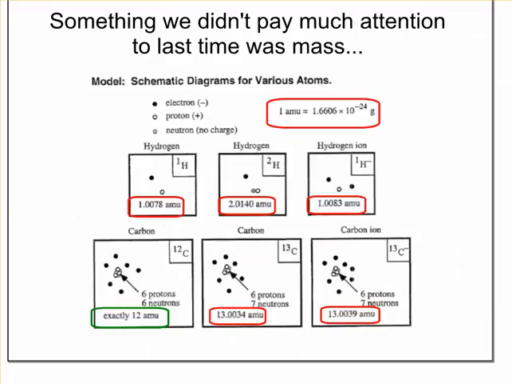Something we didn't pay much attention to last time was mass. Note here that there's a mass conversion where 1 AMU, or 1 atomic mass unit, is equal to 1.6606 times 10 to the minus 24 grams. And note that the different atoms have different masses expressed in atomic mass units. I'm not so concerned with those, but what is interesting to point out is that carbon is exactly 12 AMUs.